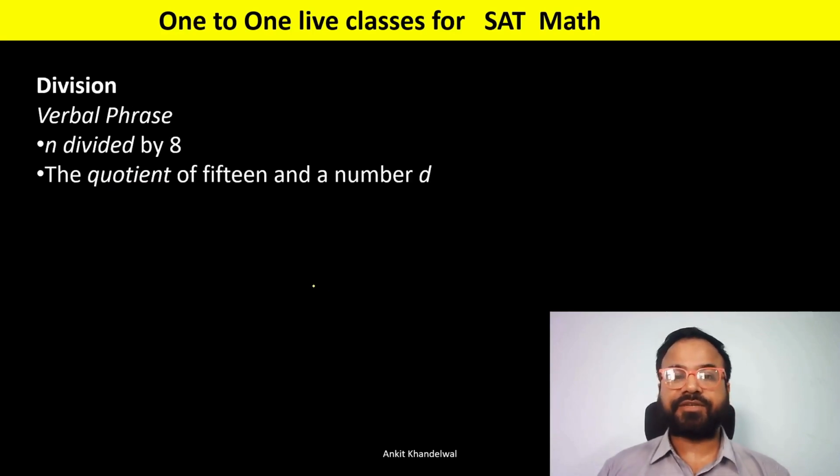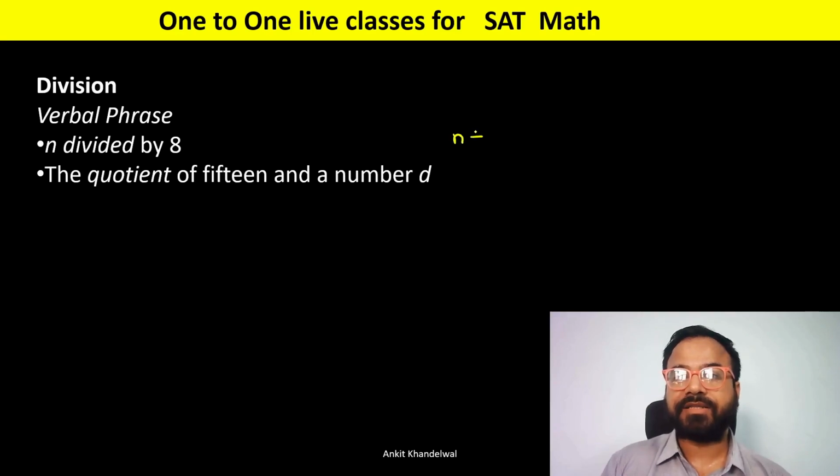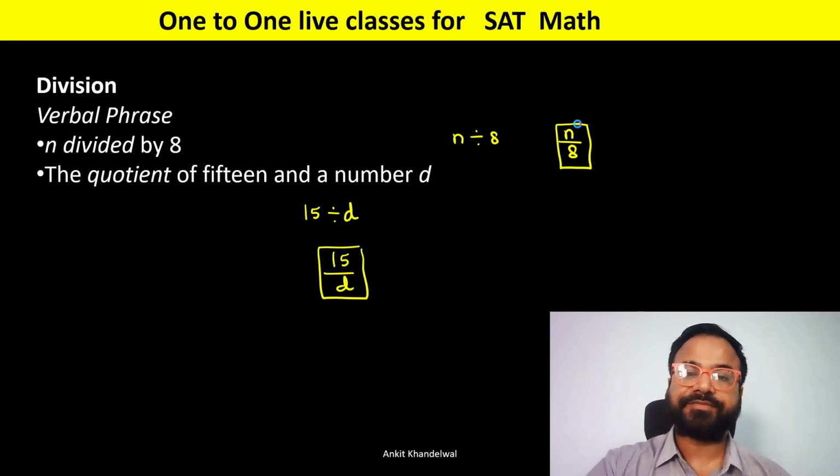Next one is the division one over here. The verbal phrase n divided by 8 is generally written like this, n divided by 8, or we can write n upon 8. The quotient also means division. Quotient of 15 and the number d means when you are dividing 15 by d. So that will be the quotient over here, and we will write it like this, 15 upon d. So these are the different examples for this.